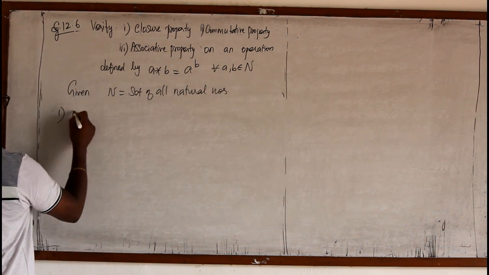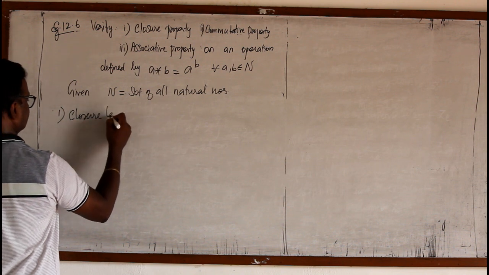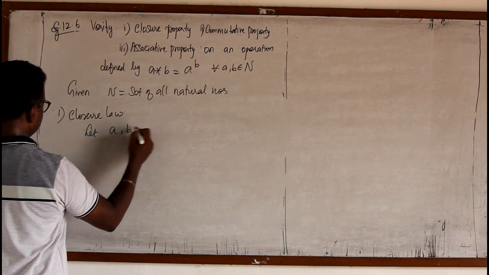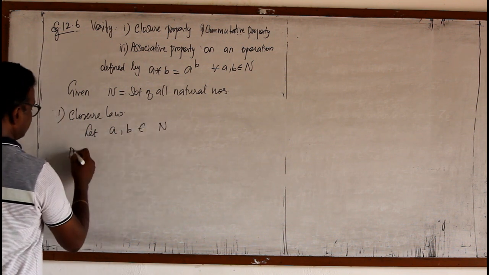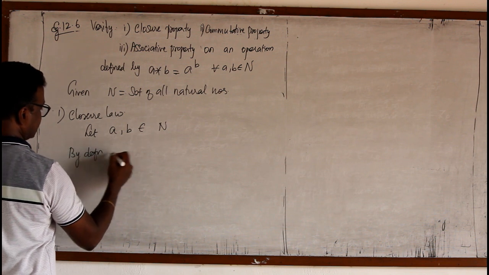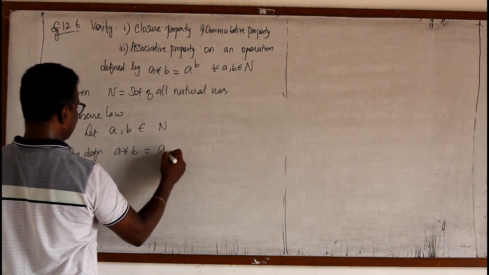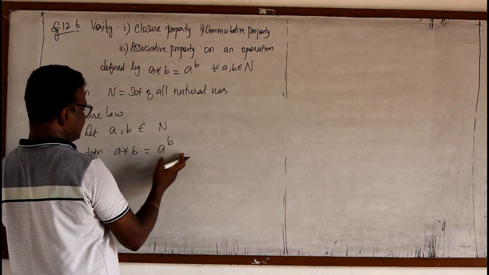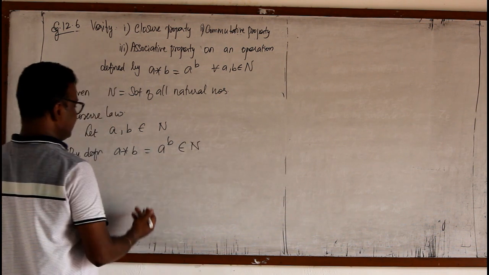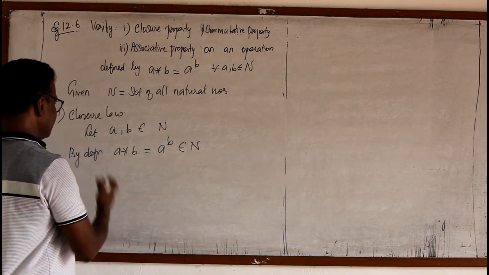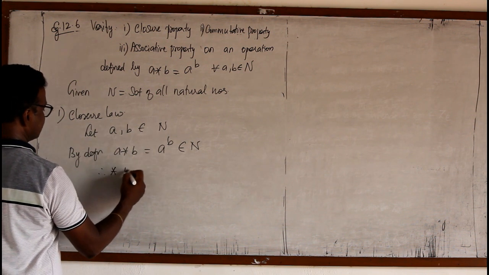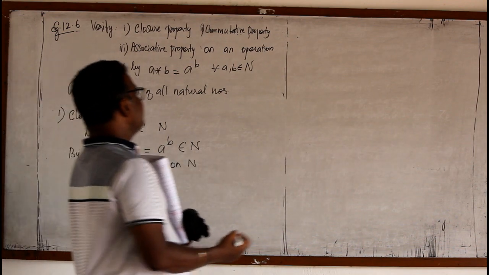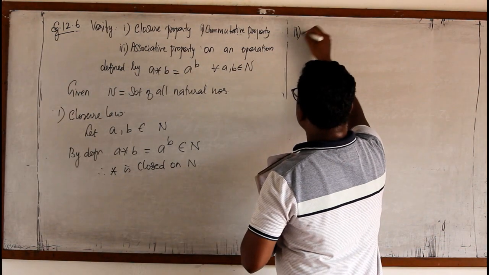First law, closure law. Let A, B belong to N. By definition, A star B means what? A power B. Any number in exponential form will definitely be a natural number. Definitely this belongs to N. Therefore, star is well defined in N. Therefore, star is closed on the set N. Now, commutative property.